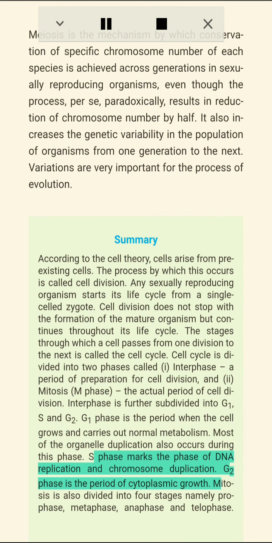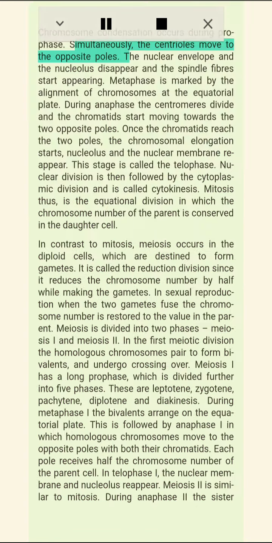S phase marks the phase of DNA replication and chromosome duplication. G2 phase is the period of cytoplasmic growth. Mitosis is also divided into 4 stages, namely prophase, metaphase, anaphase and telophase. Chromosome condensation occurs during prophase. Simultaneously, the centrioles move to the opposite poles. The nuclear envelope and the nucleolus disappear and the spindle fibers start appearing.